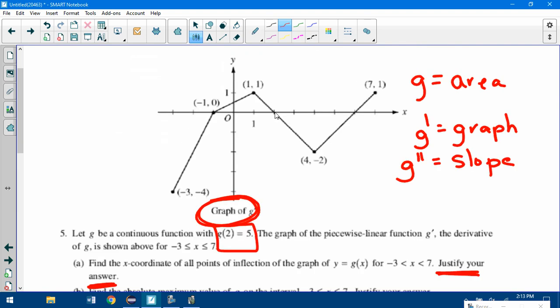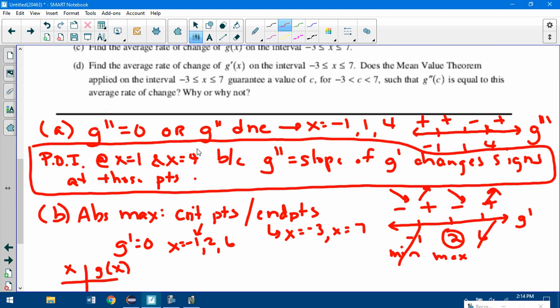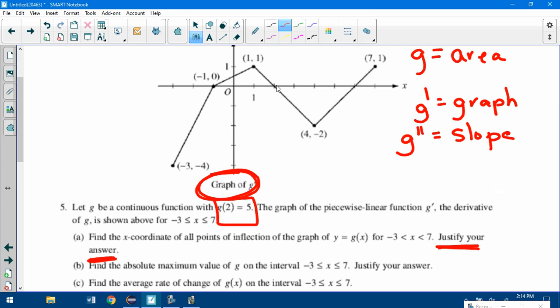Okay, now before x equals 2, the slope is sometimes positive and sometimes negative. And by slope, I mean the graph. So g prime is sometimes positive and sometimes negative. So I don't know if it's always increasing or always decreasing. Same with after 2. Sometimes g prime is negative, sometimes it's positive when I get to 7.